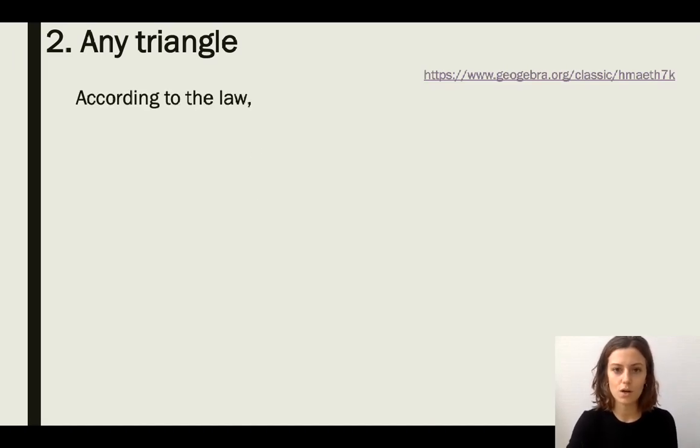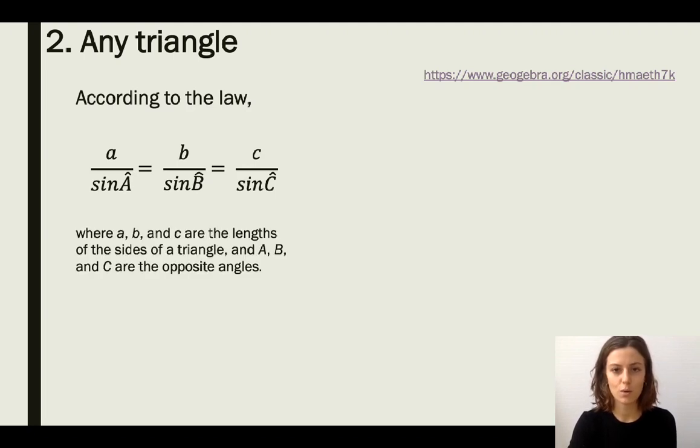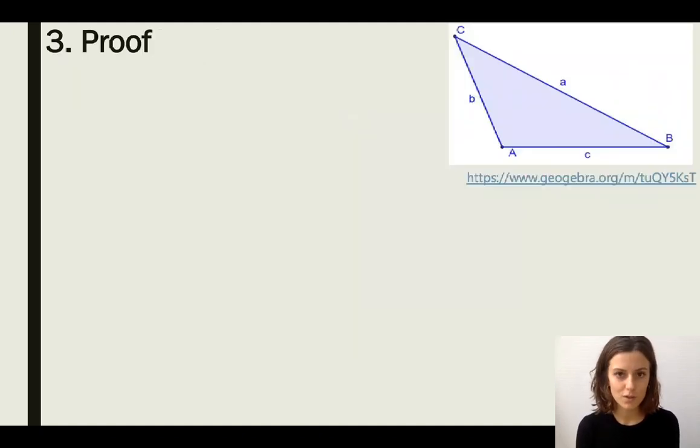So according to the law, a over sine of A equals b over sine of B equals c over sine of C, where a, b, and c are the lengths of the sides of a triangle, and capital A, B, and C are the opposite angles. Let's prove the law of sines so that we can use it in the example that was given.